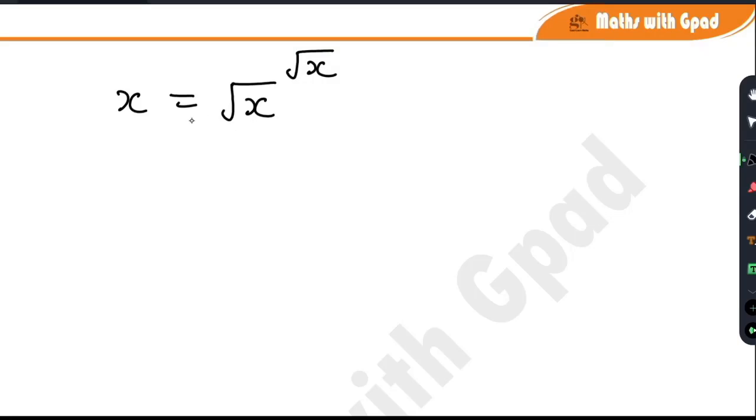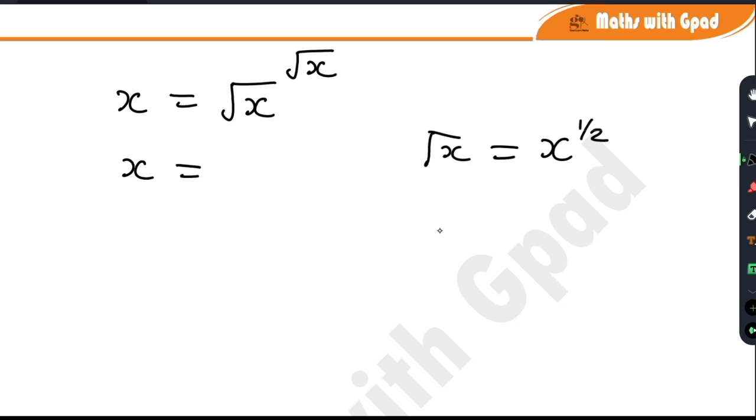Hello friends, we have this question which says x is equal to the square root of x raised to the power of the square root of x. We need to get the value of x in this equation. So what we're going to do here is to just repeat this, but the square root of x will be rewritten as x raised to the power of 1 over 2. Now the reason for this is because of one of the laws of indices.